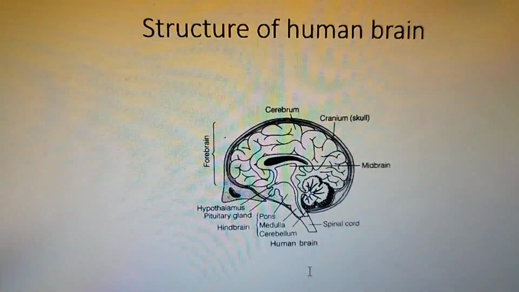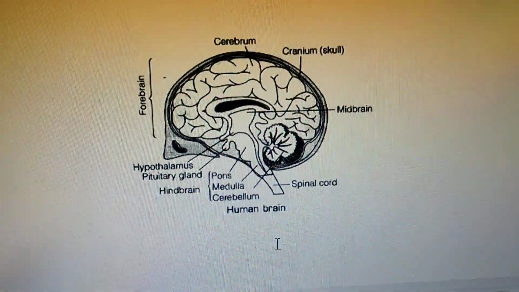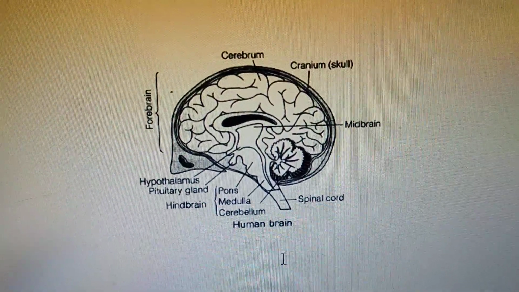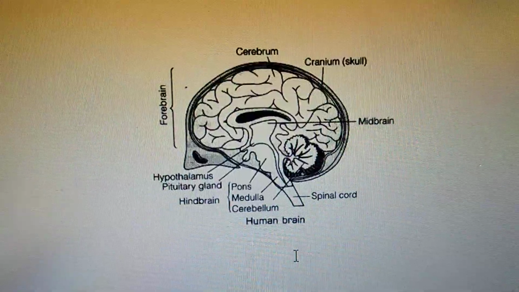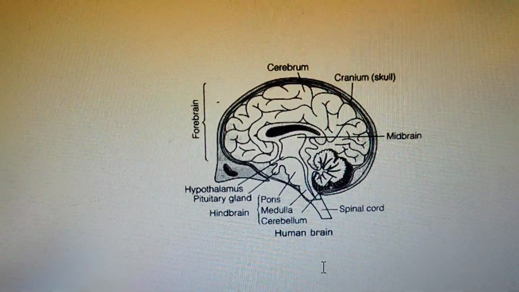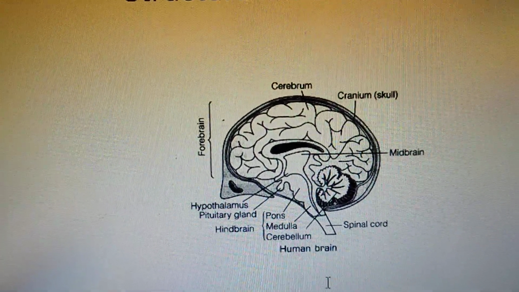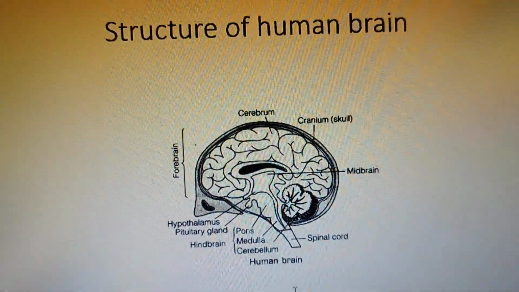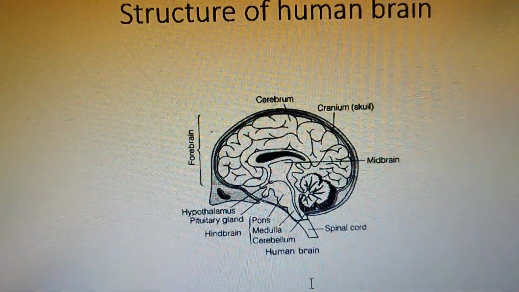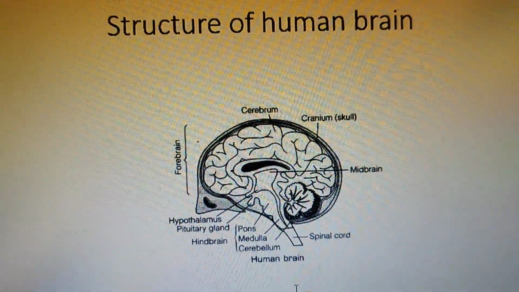So this is the structure of the brain. Look at this one. In the human brain we have three parts: forebrain, midbrain and hindbrain. Forebrain is automatically the frontal part of our brain. But the most important thing, our brain is protected. We cannot touch our brain directly. It is covered and protected by the help of the skull.